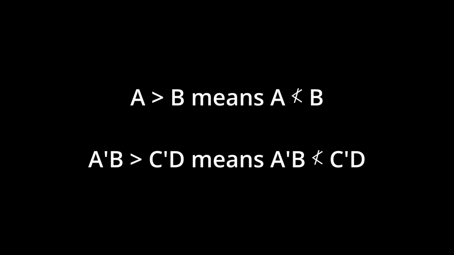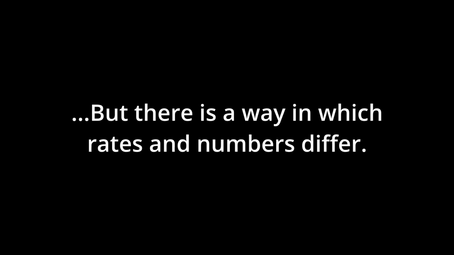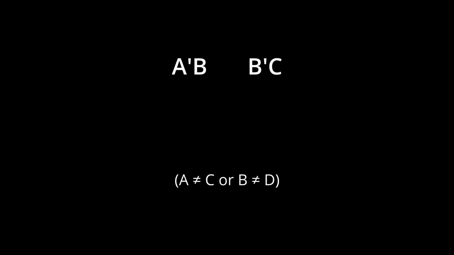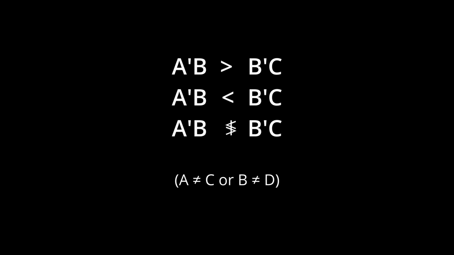Just like numbers, one rate cannot be both more than and less than another rate. That said, I am realizing now that there's an important way in which rates are different. For any two different numbers, one is always more than the other. But there can be two different rates, neither of which is more or less than the other.